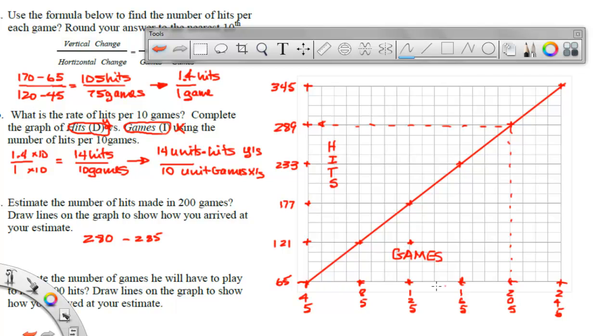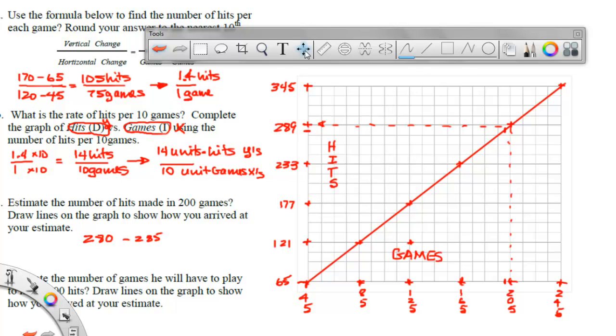So if I go over here and I look at 205 games, that's close to 200 games. Each one of these is worth 10. 200 games would actually be right there if you wanted to get really exact on this. Each one of these is worth 7, so that's halfway between, and that would give me right around 282 hits. That would be really the exact answer by looking at the graph.